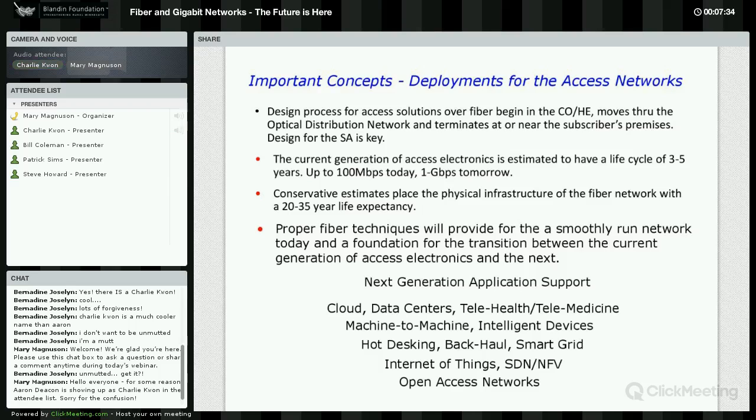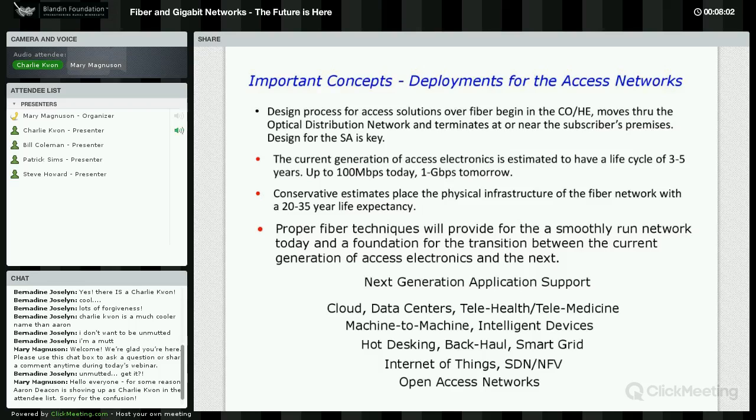Design for the serving areas is key because I may need multiple paths or redundant paths of fiber to satisfy service level agreements with, like, wireless backhaul or even banks or other businesses that are requiring a more robust redundant circuit.